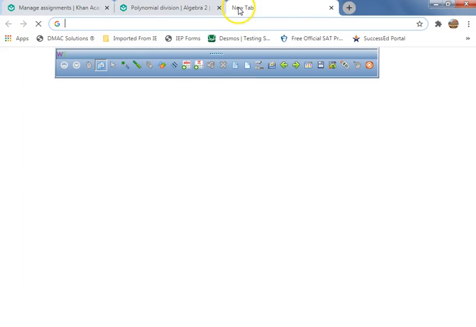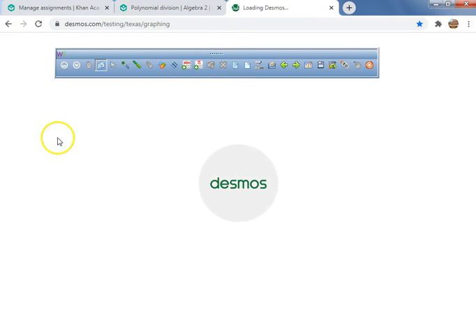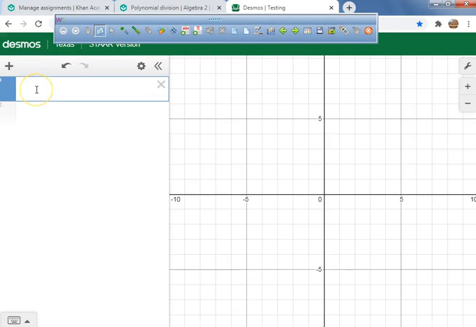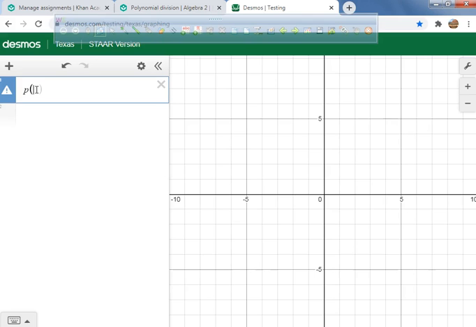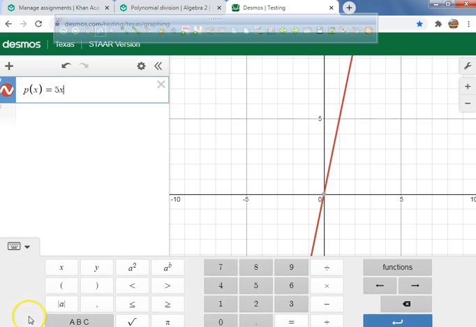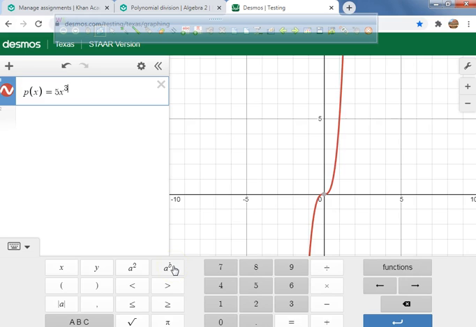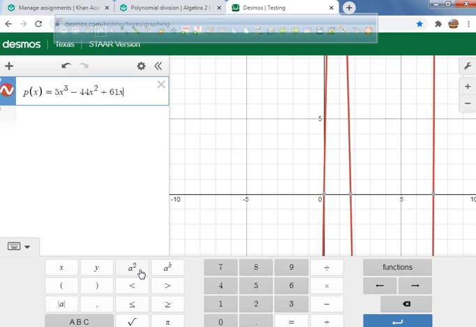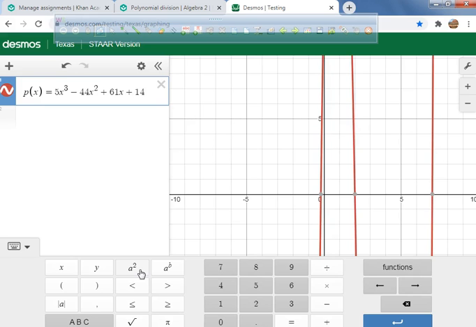I'm going to go real quick over to my Desmos. And right here, I'm going to type in P of x, if I can do it correctly. So it was 5x cubed. And then what was it next? Help me out. Minus 44x squared plus 61x. And then what? Plus 14. Okay, so there we go. So there's our original equation.